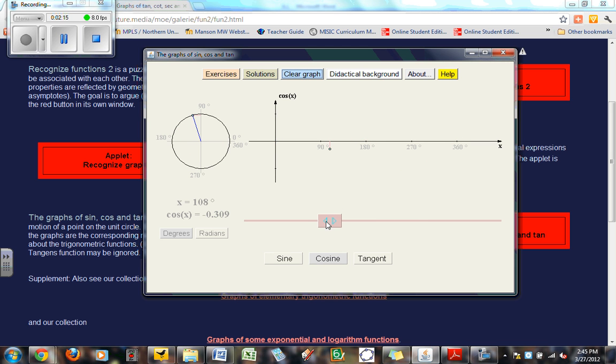Cosine works in the same way. If you look at its main points, at 0, cosine is 1. At 90, cosine is 0. At 180, cosine is -1, and so forth. The tangent function's the same way. When it's undefined, you notice how it skips where it's undefined. That's an asymptote. Anywhere it's undefined, it's an asymptote. That's the graph of the tangent function.